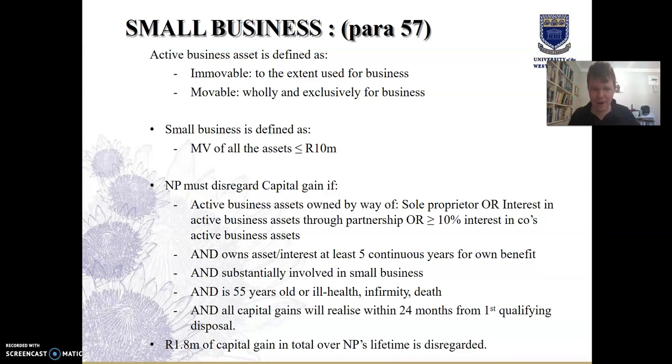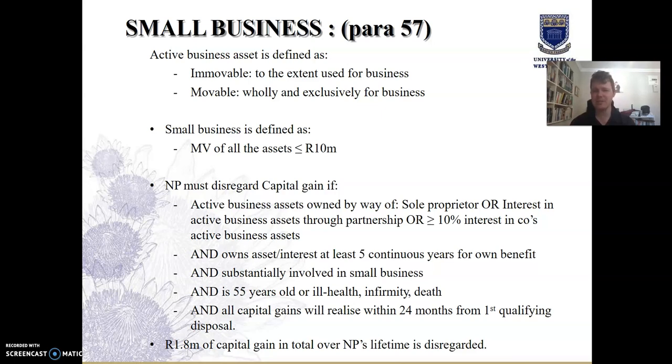Awesome. Para 57 is a specific provision that speaks about small businesses. So if you have a small business, what you can do, if it defines certain things, active business assets are defined as any immovable property used to the extent for business, and movable property which is used exclusively and wholly for business. If the market value of all your assets is less than or equal to 10 million, okay, a natural person can disregard capital gains when they dispose of their interest in a small business if they meet the following.